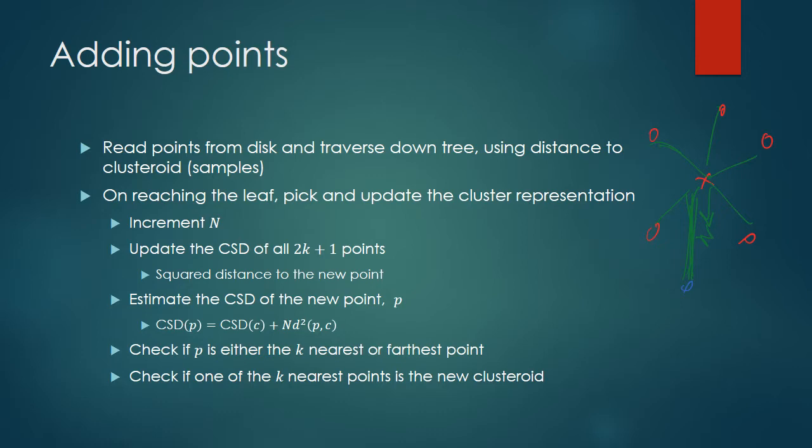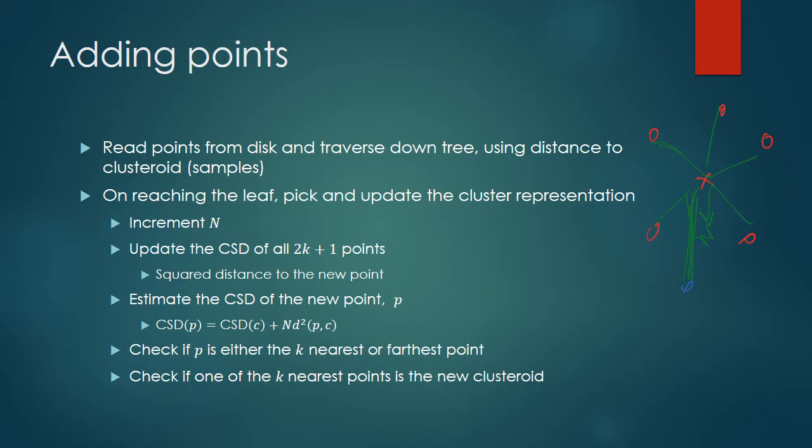Now, once we reach one of these leaf nodes, this is just a way to quickly do it and avoid an n search and limit it to log n in the number of clusters. Once we reach the leaf, there's a bunch of things that we need to do. We need to increment n because we are adding a point to this particular cluster.